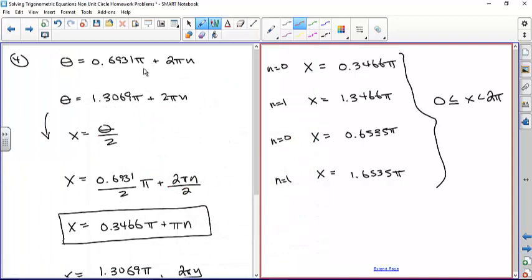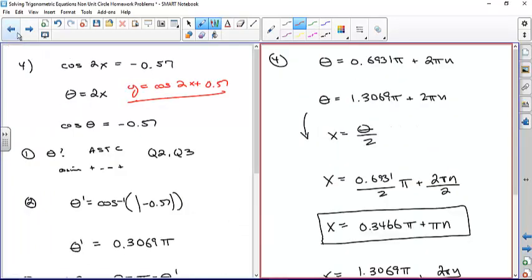It all comes back to the cosine of 2x. What this does is it gives you a horizontal shrink by a factor of 2. So instead of getting 2 solutions, you get 4 solutions. If it was 3x, I'd have 6 solutions. If 4x, I'd have 8 solutions between 0 and 2 pi.